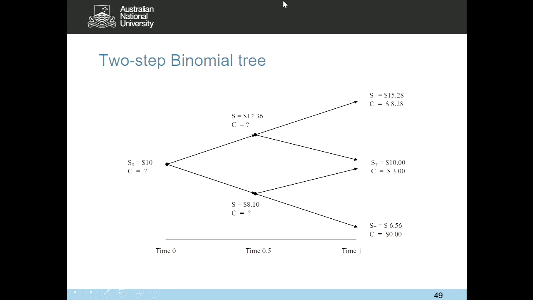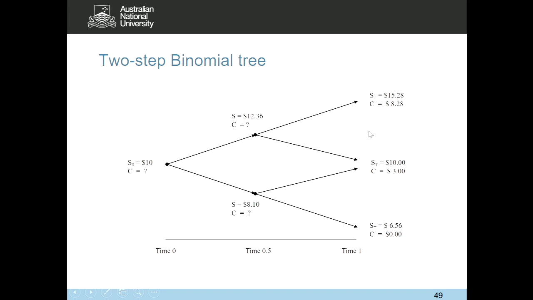So what do I mean by that? We know the terminal points have 3 outcomes. The share price can finish up here, $15.28. The share price can finish in the middle, $10. And if the share price takes 2 consecutive downturns, going down and going down again, it finishes at a price of $6.56. So those are the 3 terminal points.